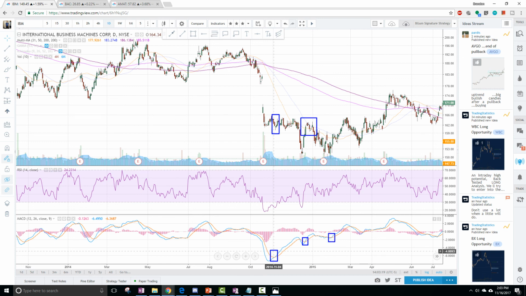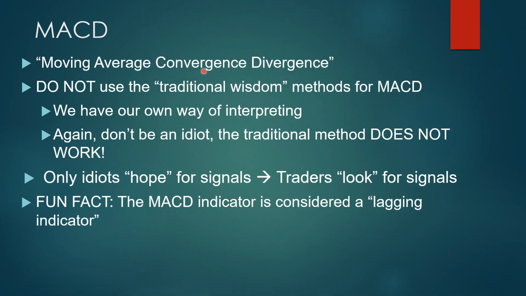You can make money buying whenever they cross. Like here, you probably would have made some money. But for the most part, you don't have the best odds when you just willy-nilly buy whenever they cross. So that is why I really stress not to use the traditional wisdom of how to use MACD. We have our own way of interpreting it, and I'm going to teach you that today. Again, please don't use the traditional method. It really does not work.